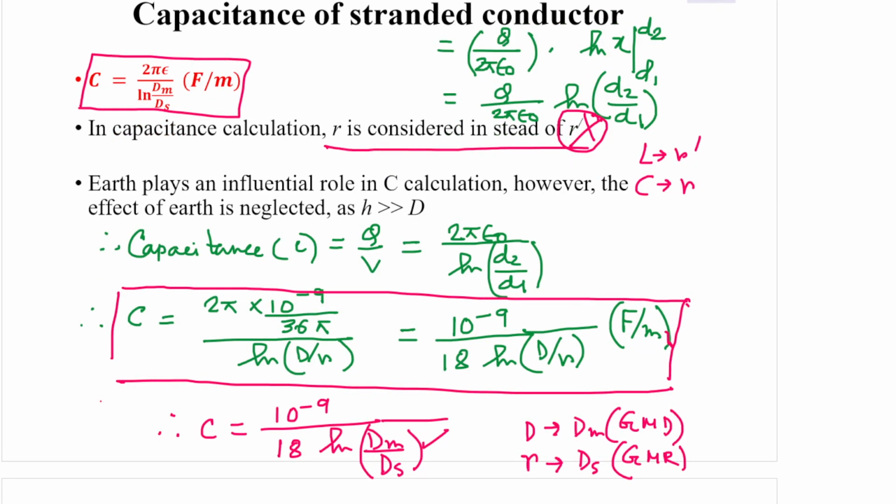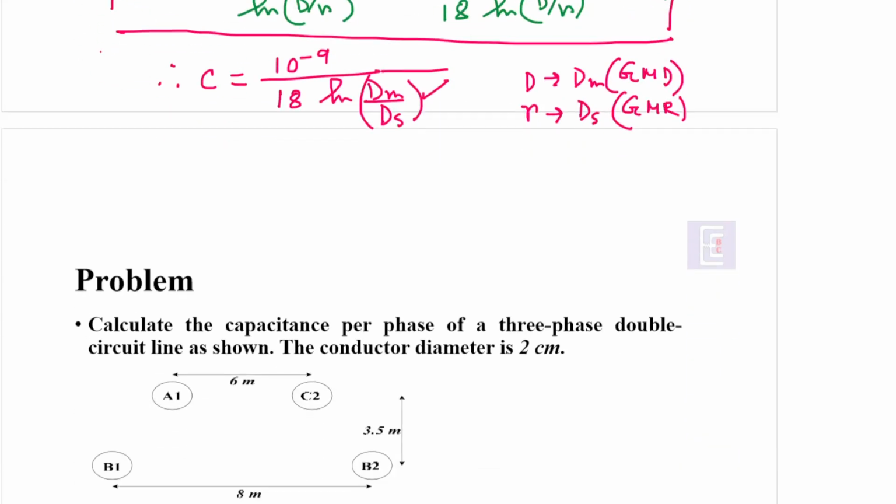And one more important point: sometimes earth comes into play while calculating C. However, sometimes it is neglected because the ground clearance is very, very large as compared to the distance between two conductors. So in most of the cases we neglect the effect of earth while calculating the capacitance.